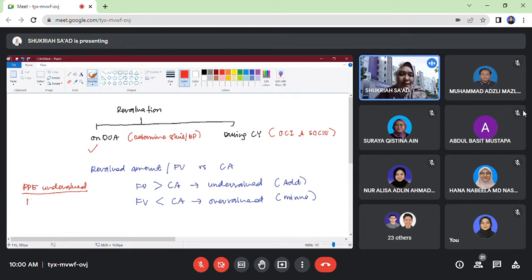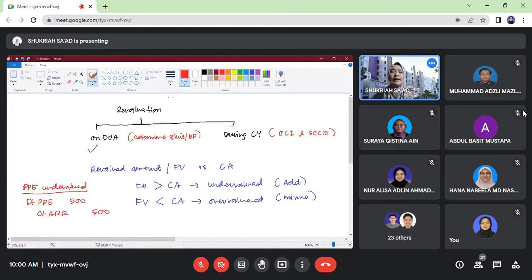So debitkan land which is PPE, kreditkan ARR. Sebab revaluation is surplus. Surplus or deficit on revaluations, the item is reserve, asset revaluation reserve. Amount kita 500,000. So saya tak say 500 because remember kita delete the last 3 zero.